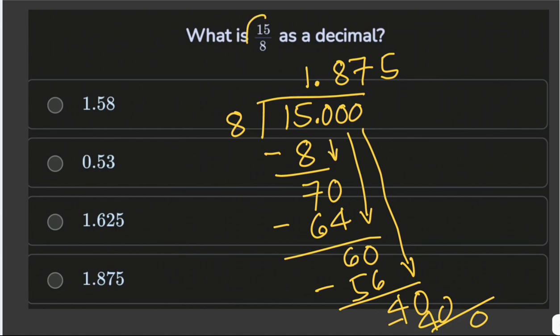Therefore, 15 over 8 can be written as 1.875 in decimal form. So the answer is this one.